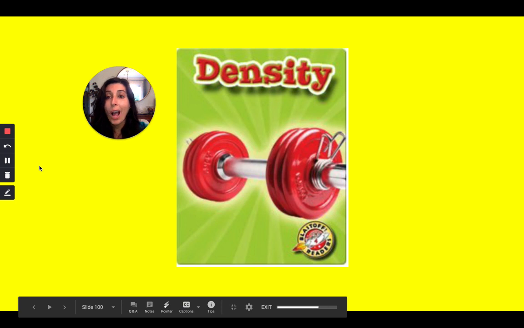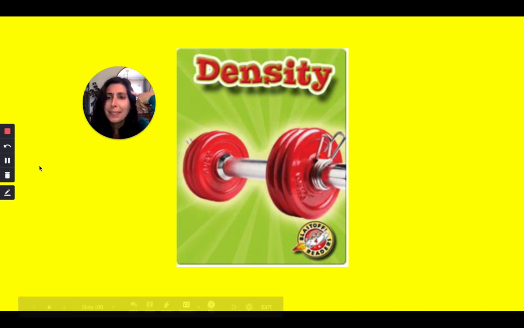Okay, so now I want you to think, what does that word density mean to you? What did we just learn about that word? Can you use the word density in a sentence? Can you explain to a friend what the word density means? Think. In just a moment, I'm going to ask you to turn and talk to somebody next to you.